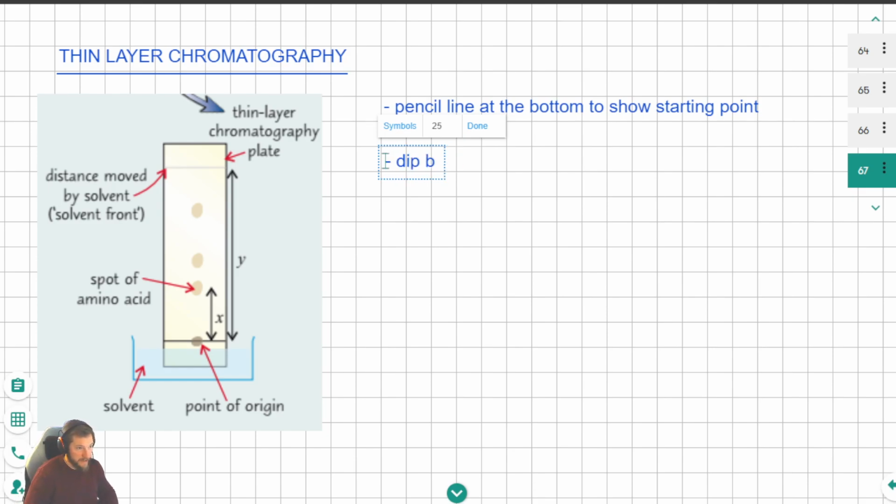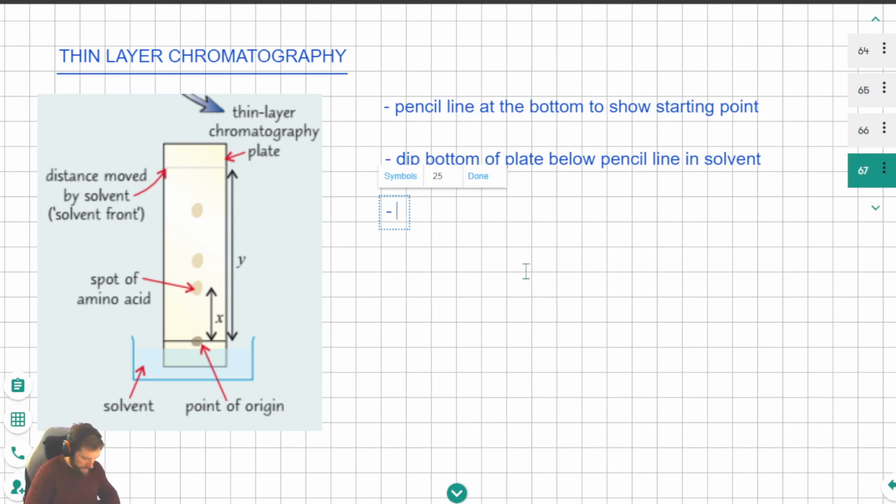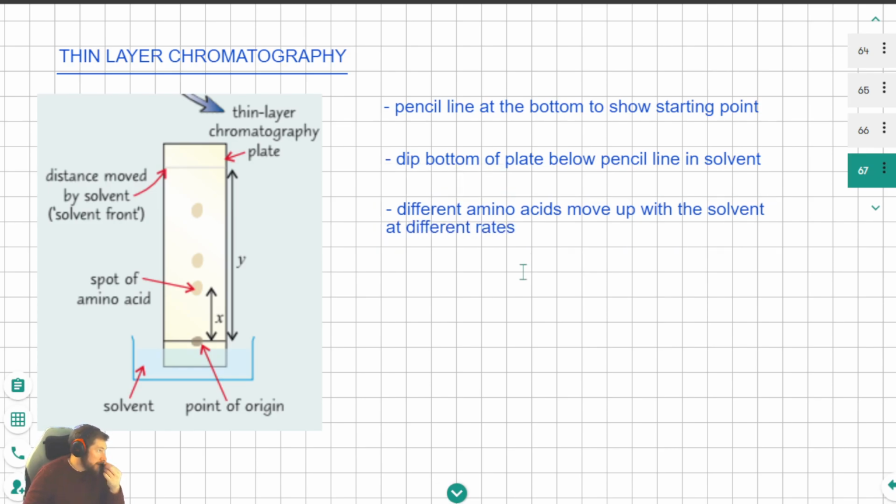Dip bottom of plate below pencil line in the solvent. As the solvent spreads up the plate, the different amino acids will move with it, but at different rates. When the solvent has nearly reached the top, we remove it and mark the solvent front with another pencil line, as shown in the diagram.